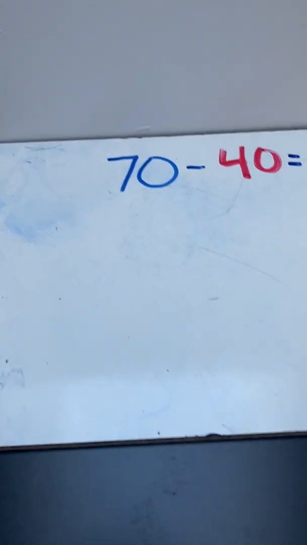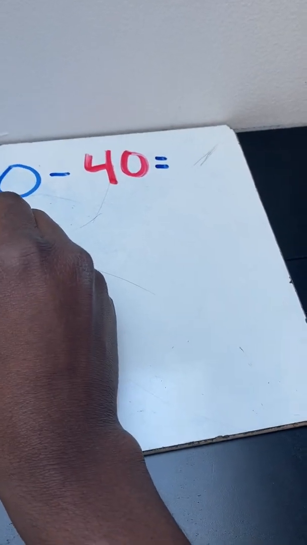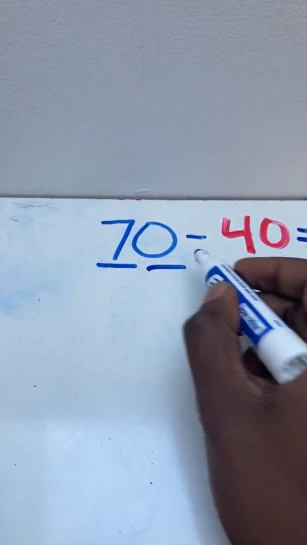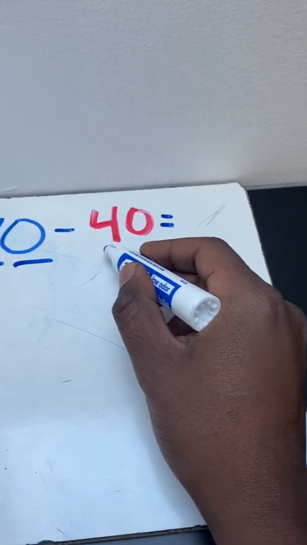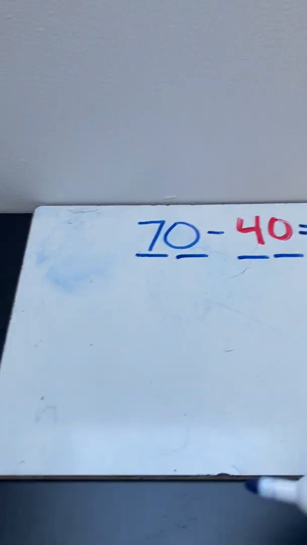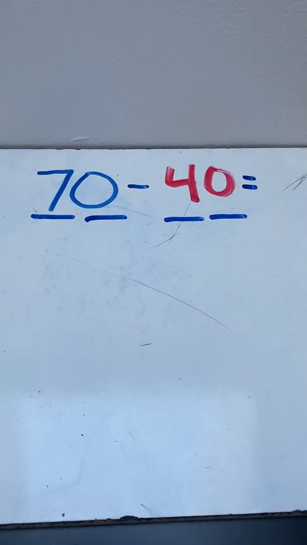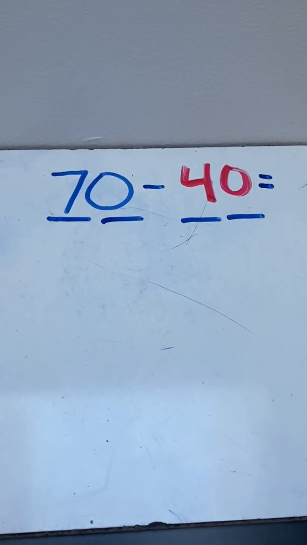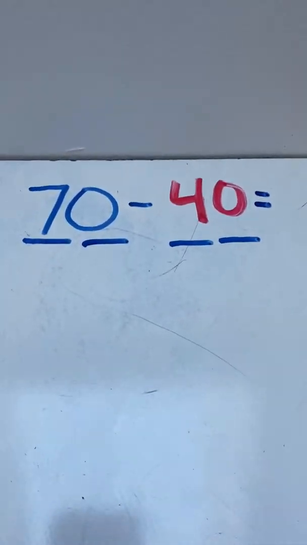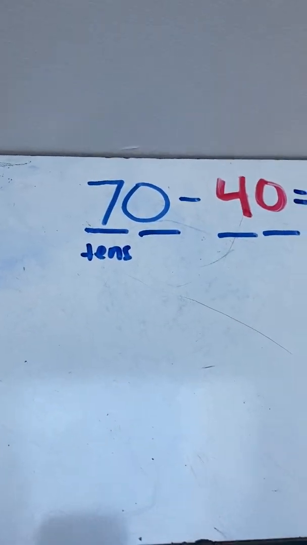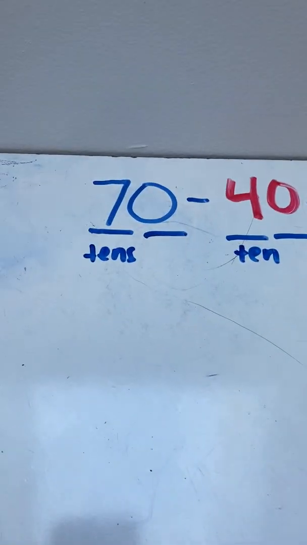All right. So right here in the number 70, we know that it tells us how many tens and it tells us how many ones. Same thing in the number 40. It tells us how many tens and it tells us how many ones. So to start off subtraction equations, you want to build the bigger number. So we know right here 70 has 7 tens. All right. So I'm going to build my 7 tens.